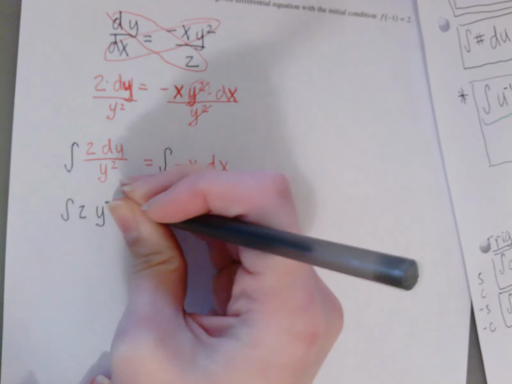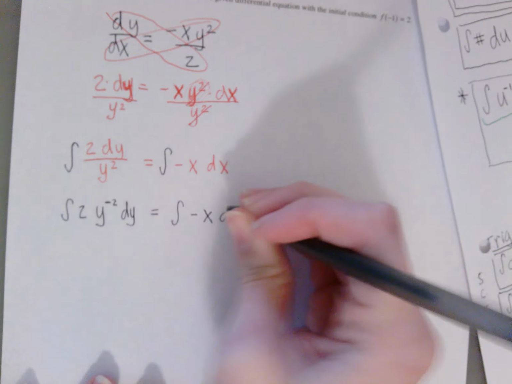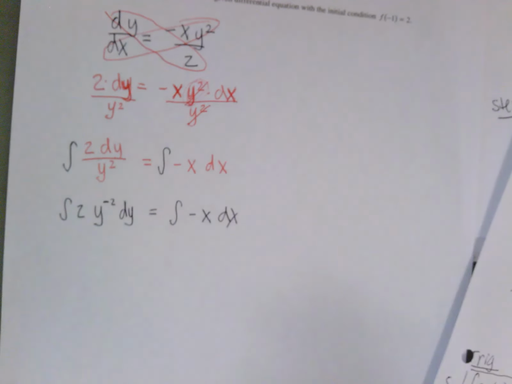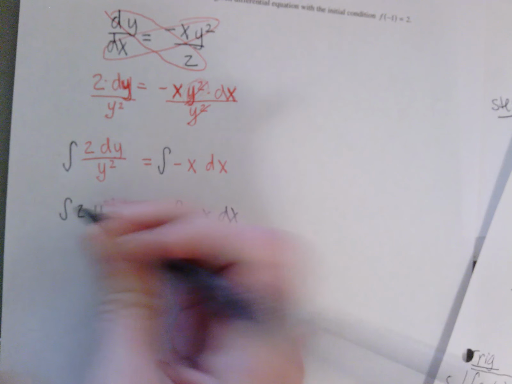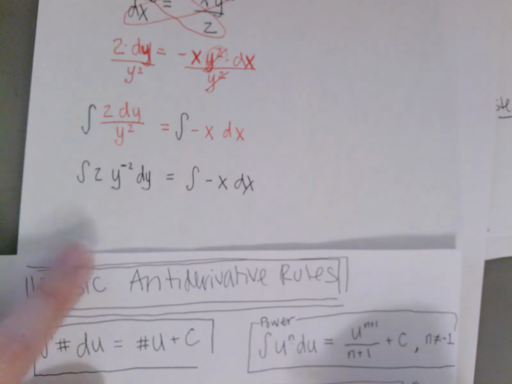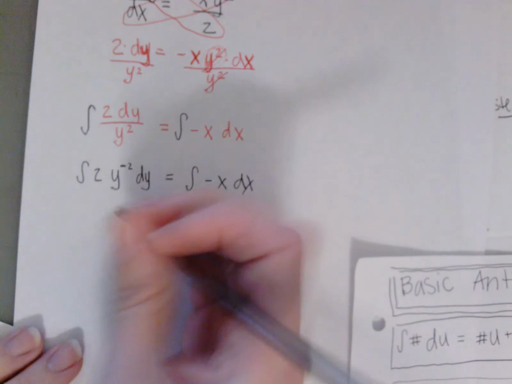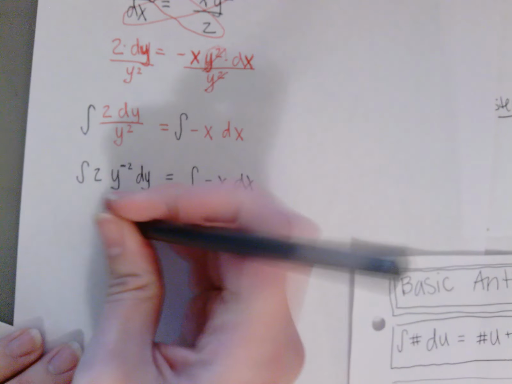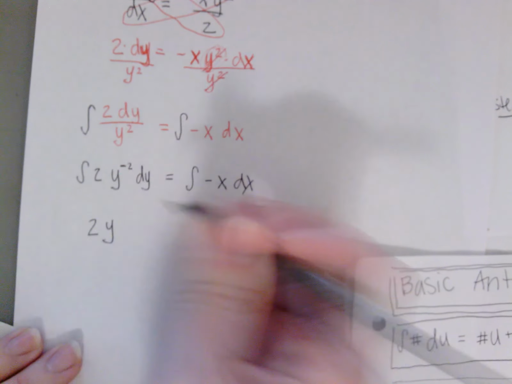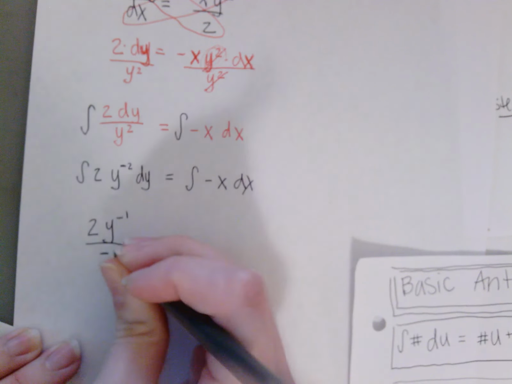This is the same thing as the integral of 2y to the negative 2 dy, which equals the integral of negative x dx. Now, I know it says y instead of u, but that's okay. Negative 2 is my exponent, so I'm going to add 1 to that using my power rule here. I'm going to take the antiderivative and drop the integral symbol. The 2 tags along. Y to the power of, what is negative 2 plus 1? Negative 2 plus 1, that's negative 1, over negative 1.